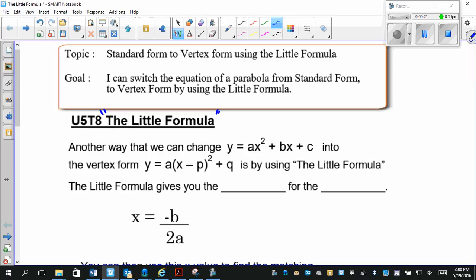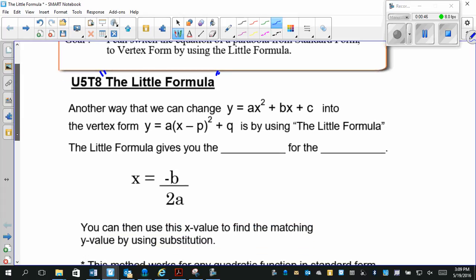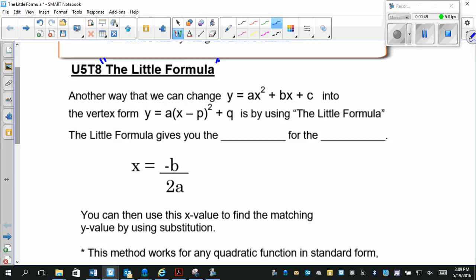So in our last lesson, we learned how to change from standard form to vertex form by completing the square. And by the end of that note, you guys were quite good at completing the square, but we did talk about how there are a lot of steps involved in that. So the Little formula is a little bit shorter for us, and it's helpful because of that. So this is another way that we can change standard form into vertex form.